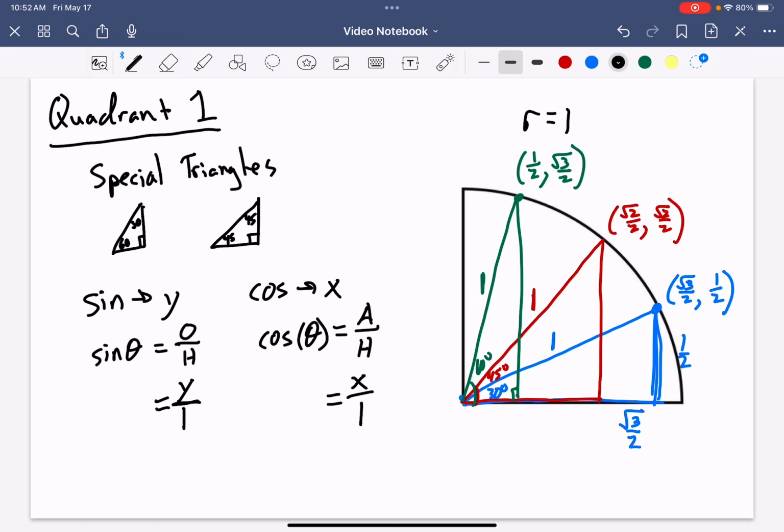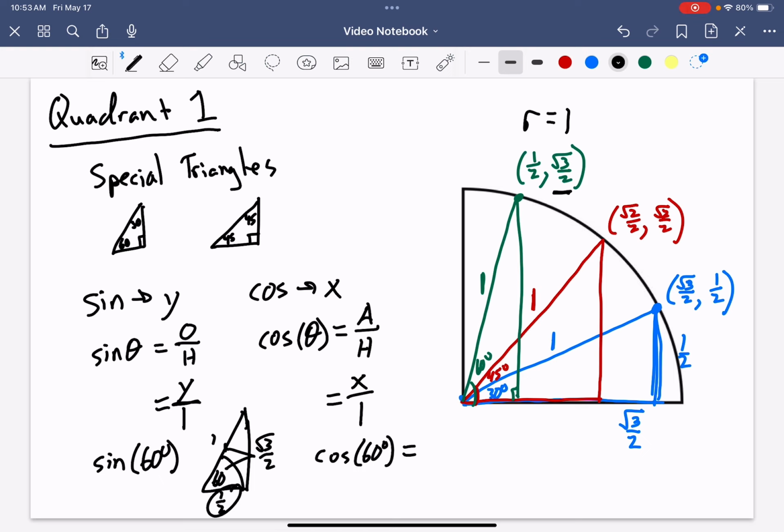So for example, just to kind of show it all the way through, let's say we want to do the sine of 60 degrees. Well, that's my green triangle, so 60. I know that this is √3/2. This is 1. This is 1/2. Again, opposite over hypotenuse. I just get the y value from that, √3/2. Likewise, if I look at cosine of 60 degrees, now I have to go with the adjacent over the hypotenuse.